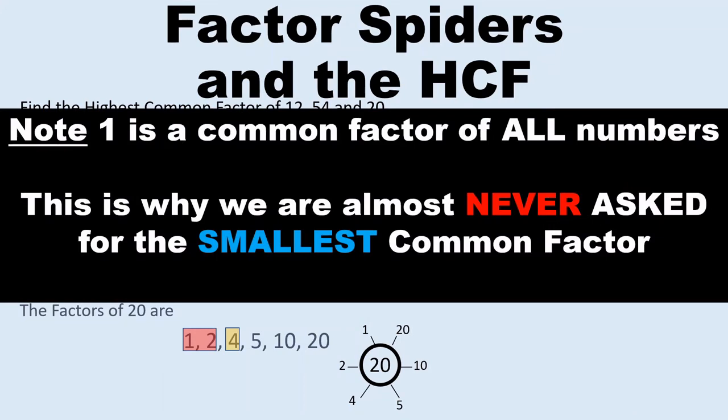Now you're going to want to write this down. 1 is a common factor for all numbers. When you're asked for the common factor, don't automatically put 1. They are usually asking you for the highest common factor. We are almost never asked for the smallest common factor. In fact, if you were asked for the smallest common factor, they were probably trying to trick you.